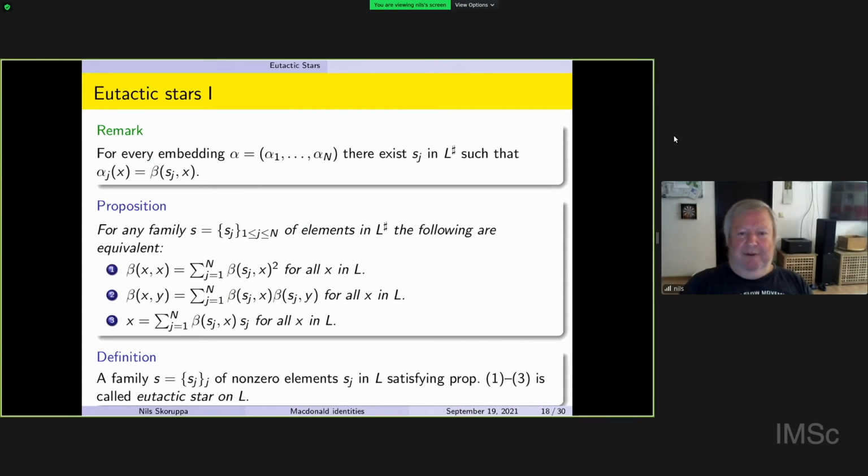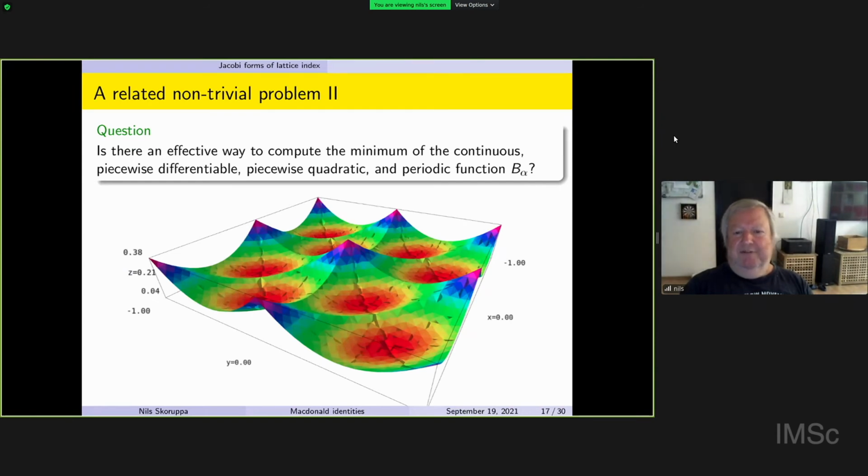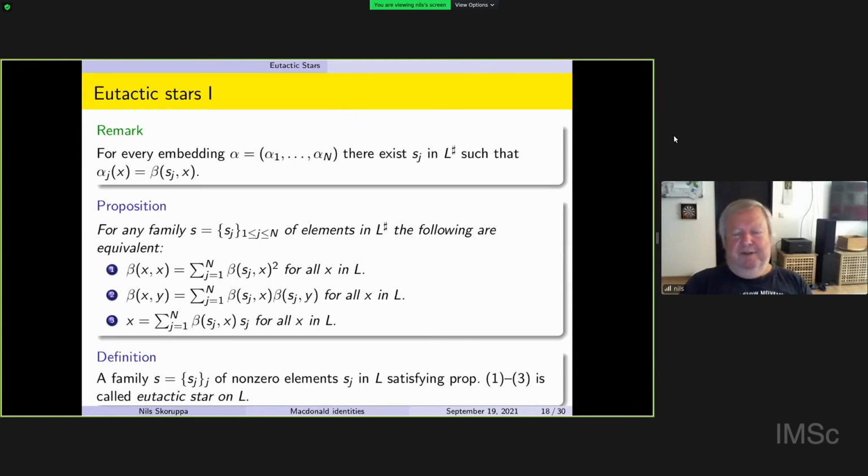So to get a bit of a handle on these things, the embeddings, and also this criterion that I gave here, what one can do is go to a more intrinsic description of embeddings of a lattice. And the intrinsic description is the theory of eutactic stars. So it's quite simple. When you have an embedding and you take this alpha j, then it's easy to see that there must be an Sj in the dual lattice, really the dual lattice, not the shadow, in the dual lattice of L, odd or even lattice, doesn't matter, such that this alpha j of x can be written as beta Sj x. So it's just by the definition of dual lattice.